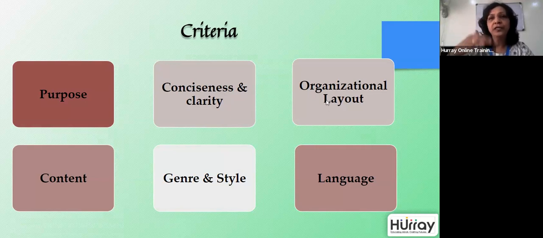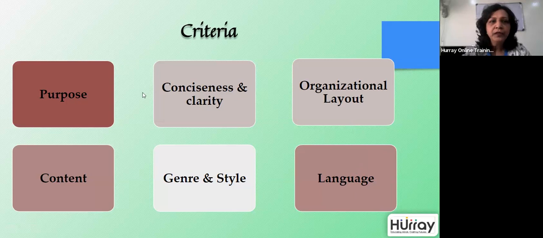Organization and layout is the structure of the letter. You're supposed to write in a proper format, and you have to follow that format. Content is choosing the relevant details which should be included in your letter. You can also exclude details which are not relevant. Genre and style is what type of letter you're writing. You have to write according to that form. And language includes grammar, vocabulary, spelling, punctuation, capital letter rules, and all other topics related to language.